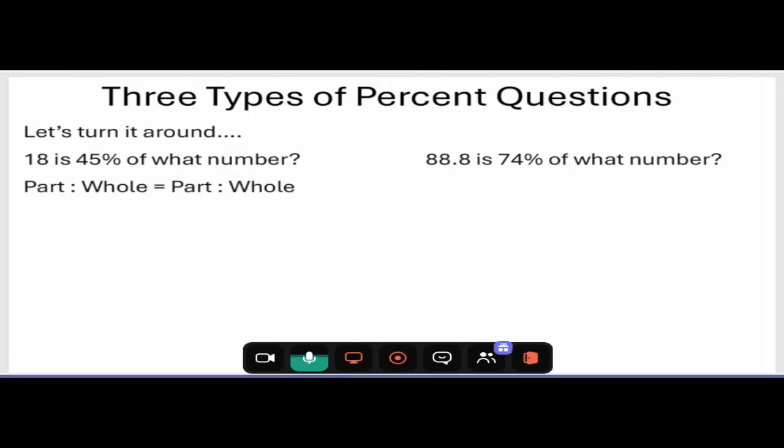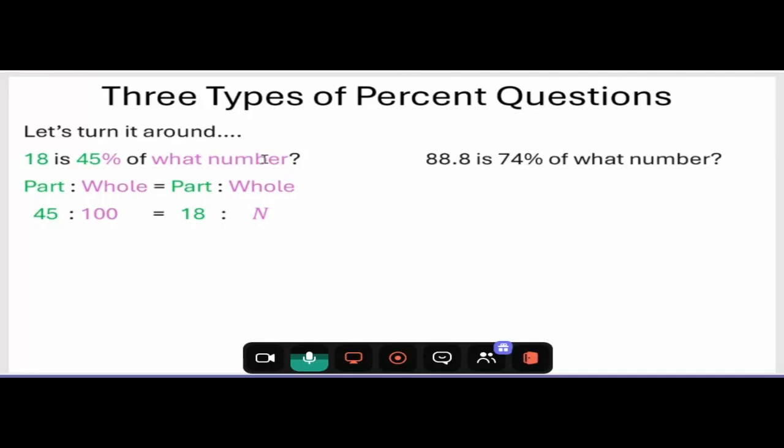So we set it up the same way. Part to whole equals part to whole. And one of those is always the percent. That's really easy to do. 45 to 100. 45%. And now they have told us that the of what number, so the unknown is the whole. 18 is the part. 18 out of what is the same as 45%. And again, that's the hard part.